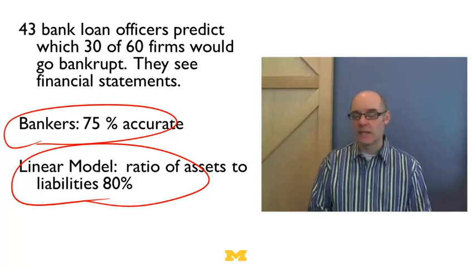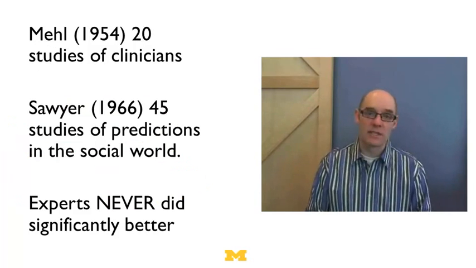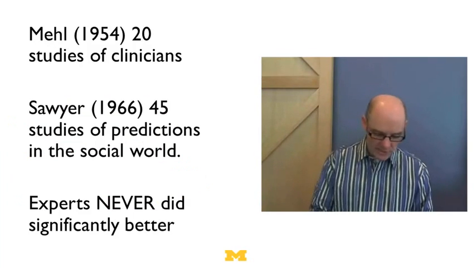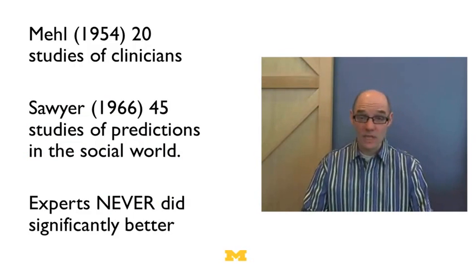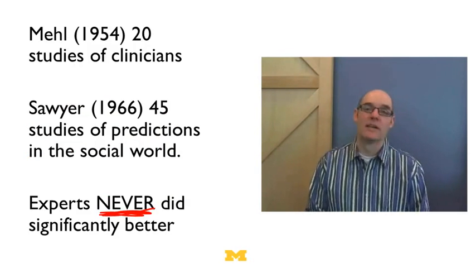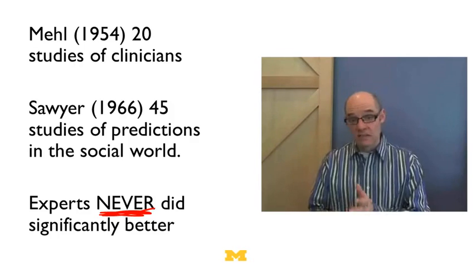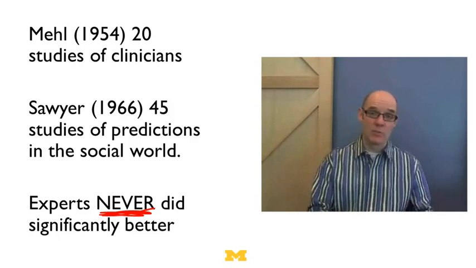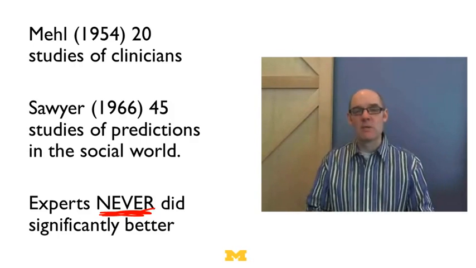But you can say, fine, that's one example. Well, this has been studied in detail, right? So in 1954, Meehl did a study of 20 studies of clinicians. So these are doctors, right, making predictions versus just doing a simple linear model. And Sawyer, in 1966, did 45 studies of predictions out there in the social world. If you think across all 65 of these studies, it is never the case that the experts did significantly better than the linear models. So there's cases where they were close, right, where the experts maybe did a little bit better, but it wasn't significantly better. And there were a ton of cases where the linear models did better. So when you do a horse race, right, linear models tend to be better than experts.